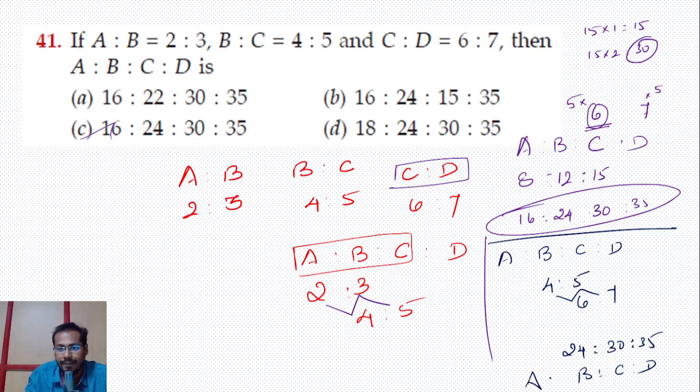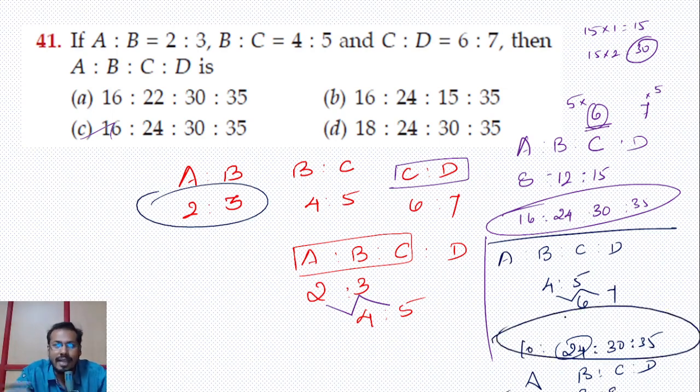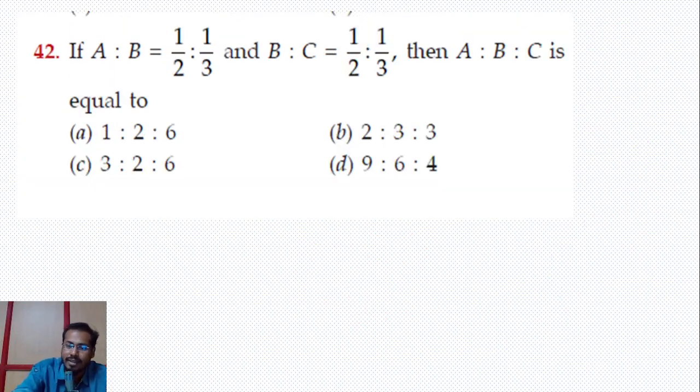Now I need A. Correct? What is the relationship between A and B? 2 is to 3, right? A is 2 means B should be 3. In the 3 table I get 24. Yes, 3 into 8 is 24. So what is 2 into 8? 16. Directly I got the answer. So sometimes from the start it will be easy, sometimes from the last it will be easy. So you need to check. But the concept is the same. Right. Next question.